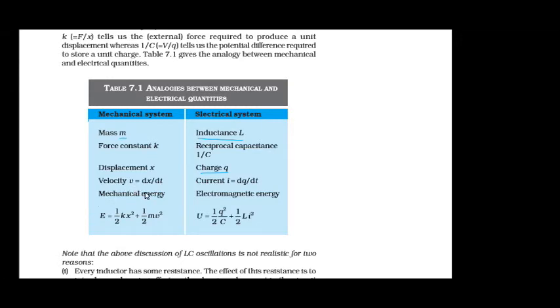Velocity v is equal to dx by dt. Current I is equal to dq by dt. Mechanical energy is equal to electromagnetic energy, and the mechanical energy is equal to half kx square plus half mv square. Here U is equal to half q square by C plus half Li square. So these are the analogies between the mechanical and electrical quantities.